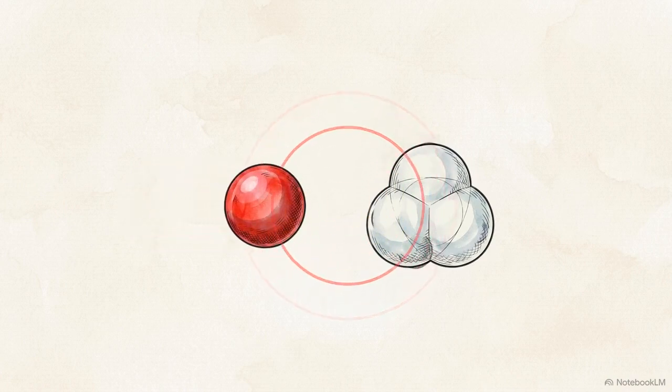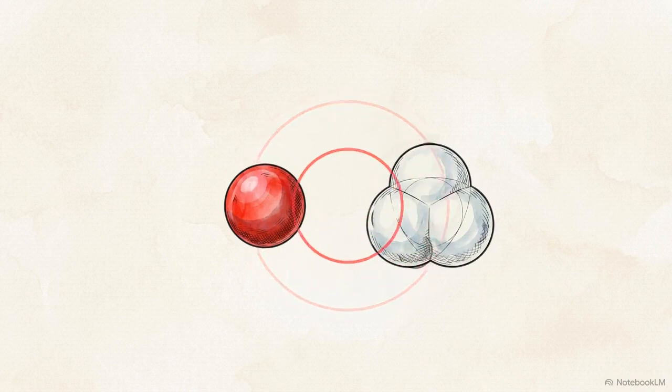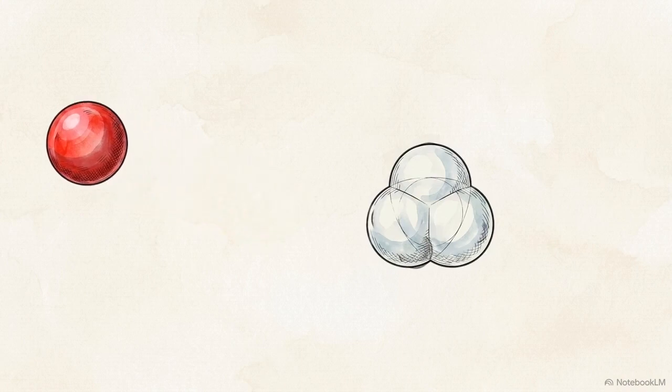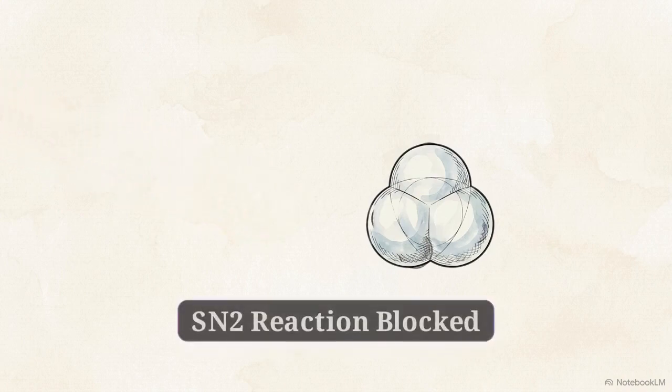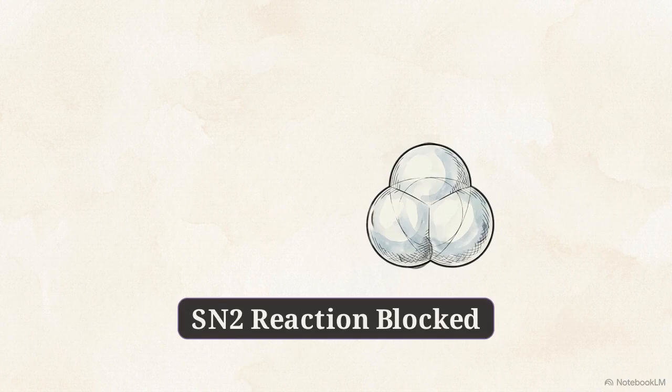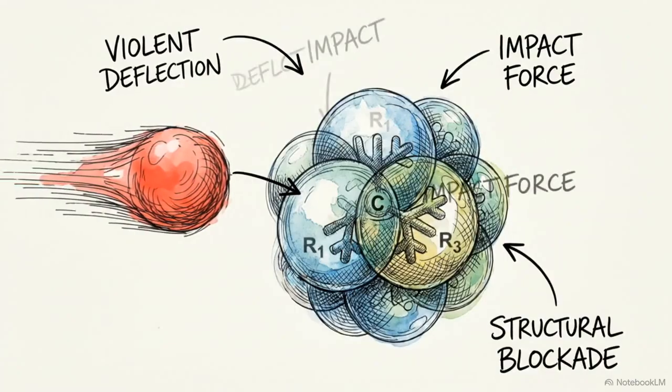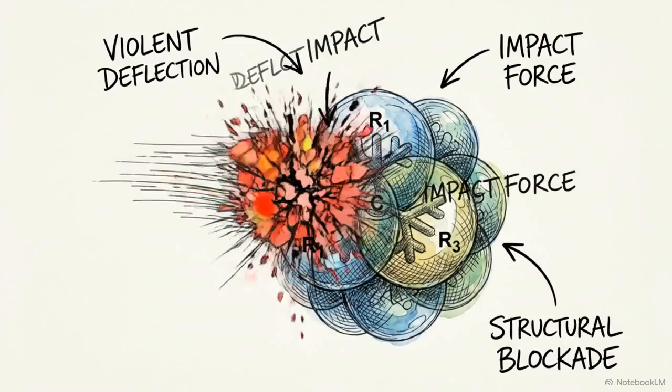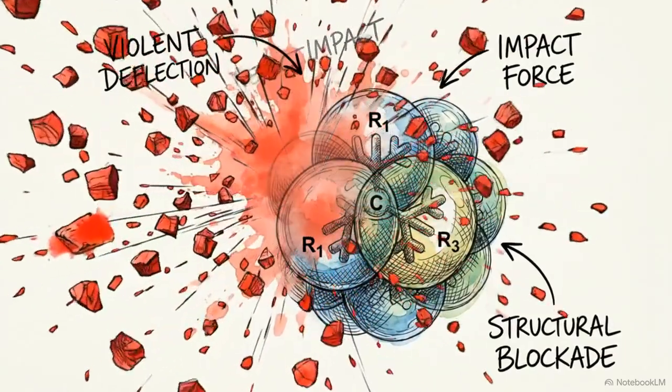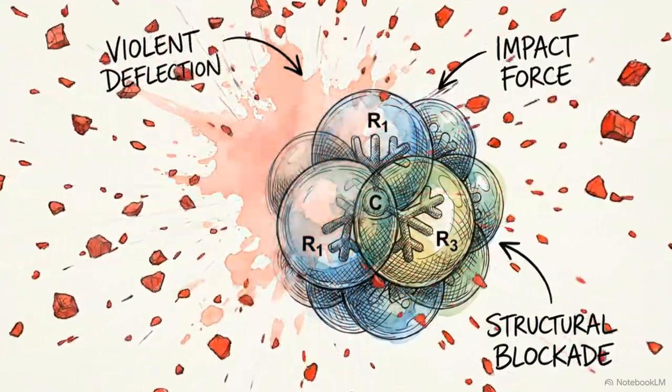The electron cloud of the nucleophile begins to repel the electron clouds of the three surrounding groups. This repulsion prevents the nucleophile from reaching the central carbon. The physical trajectory is blocked before a new bond can even begin to form. Steric hindrance renders the Sn2 pathway physically impossible for a tertiary carbon, forcing the system to find an alternative route.